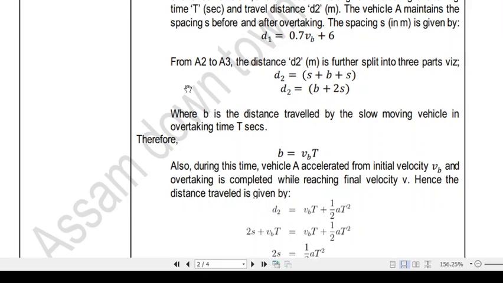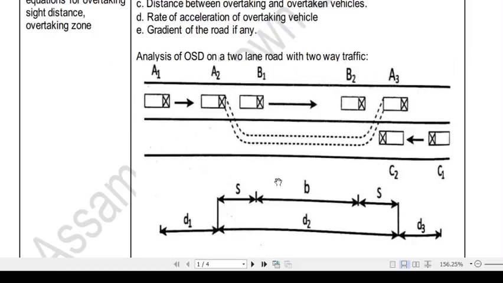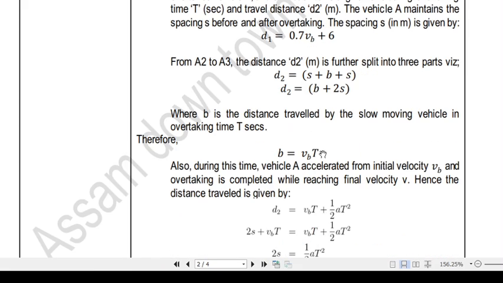Now from A2 to A3, the distance D2 is further divided into b plus 2s. Here s is the spacing and b is the distance covered during the overtaking operation. Now one thing you can notice: if we consider that the total overtaking time is capital T seconds, then during that capital T seconds vehicle B also covers a distance from B1 to B2. The total distance covered from B1 to B2 would be VB into capital T.